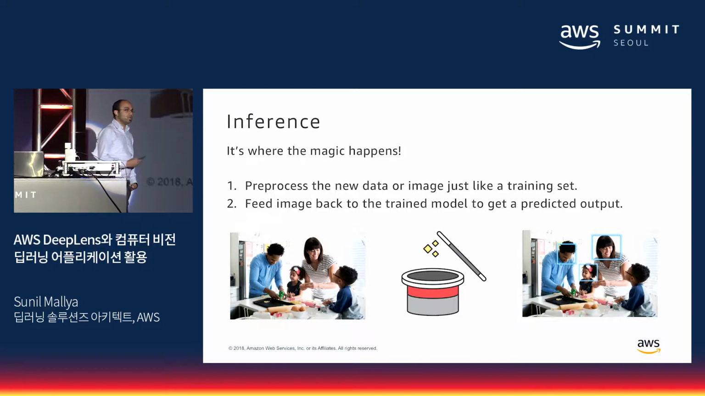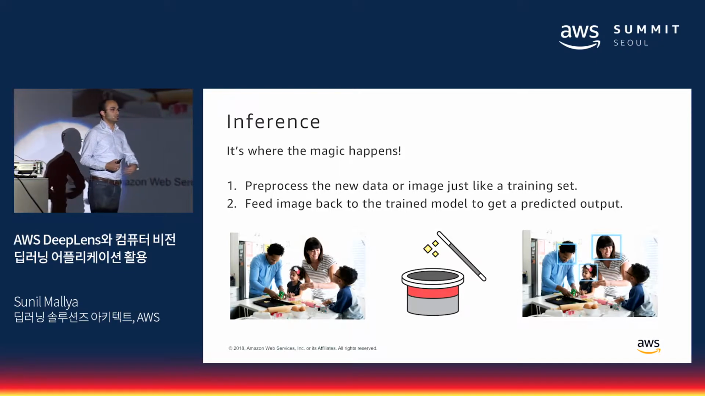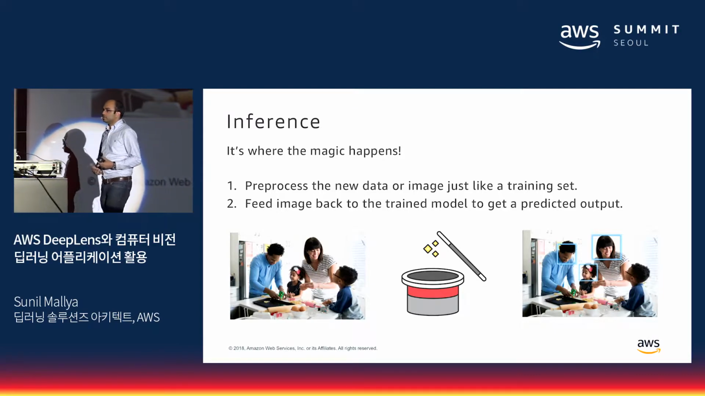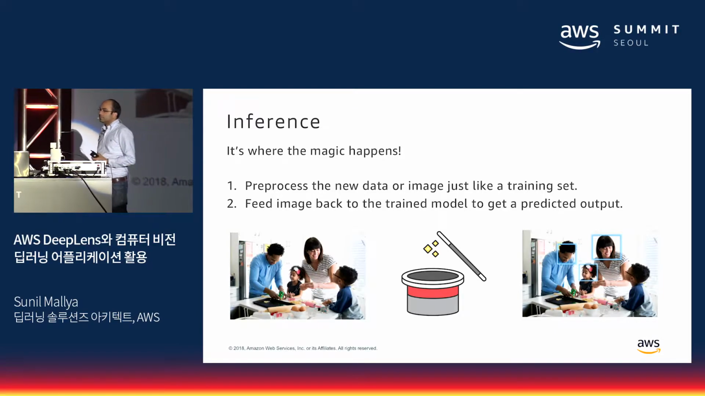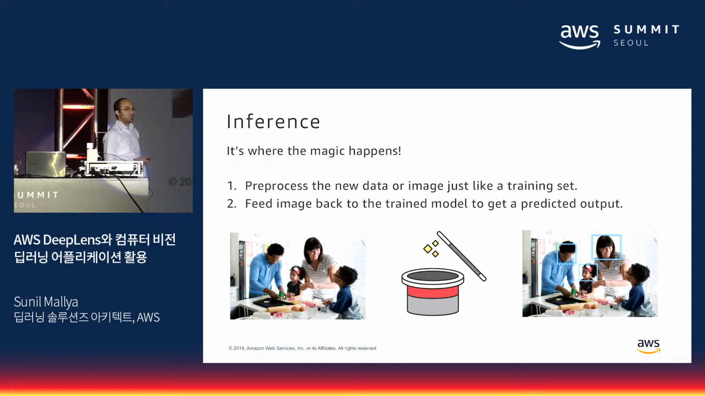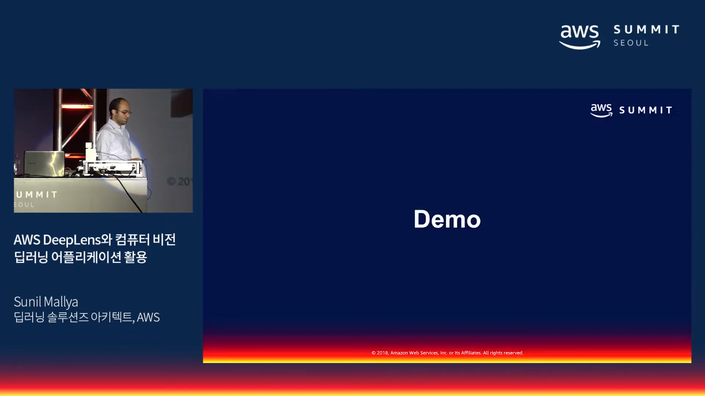But really, where the magic happens is on the inference side, right? You've trained the model. Now, in the computer vision case, you'll give it an image or a video, and it'll run through the model, and then you get a predicted output. In this case, it's a face detector model. As you see, give it a raw image, and it's able to detect faces.